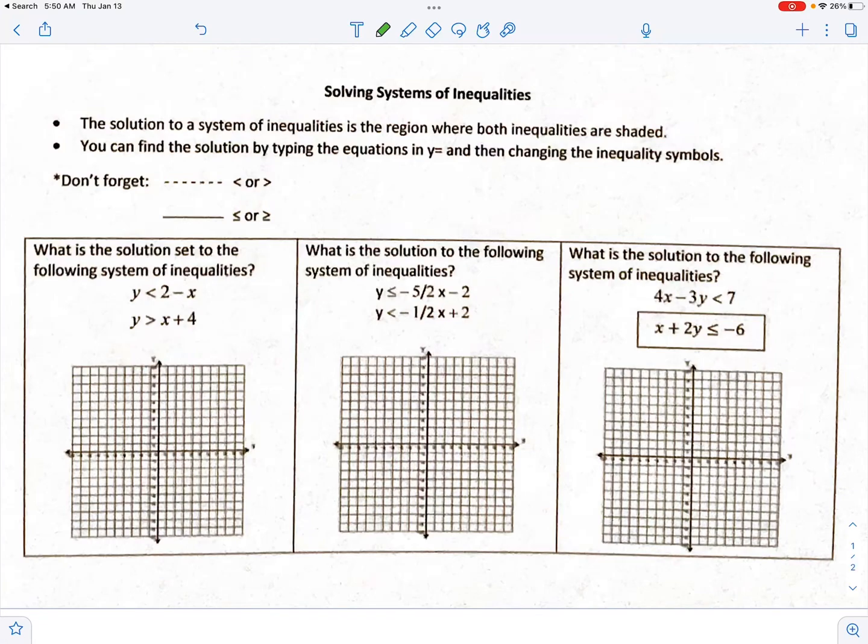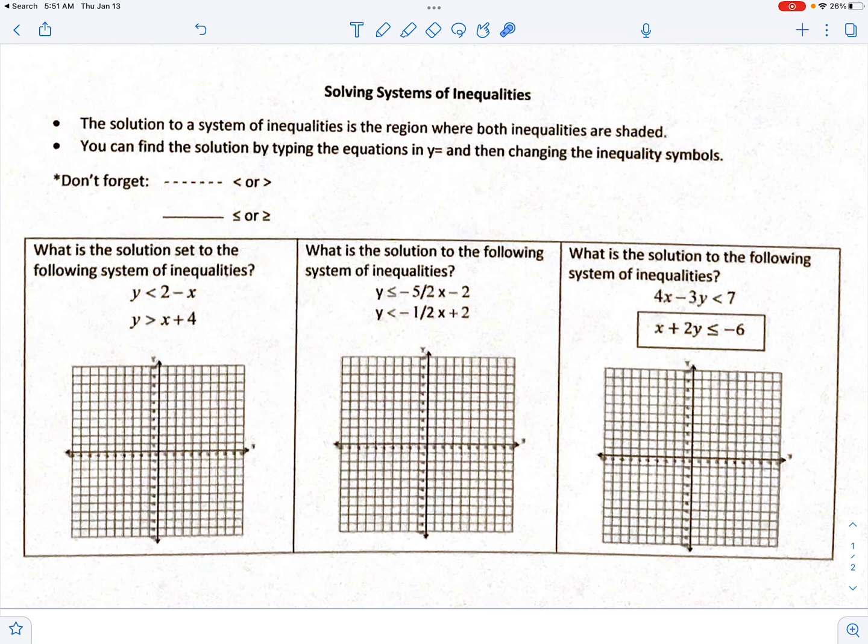Okay, guys, today we're going to talk about solving systems of inequalities. When we solve a system of inequalities, it is very similar to when we graph regular inequalities. So, the solution to a system of inequalities is the region where both inequalities are shaded, so not just one.